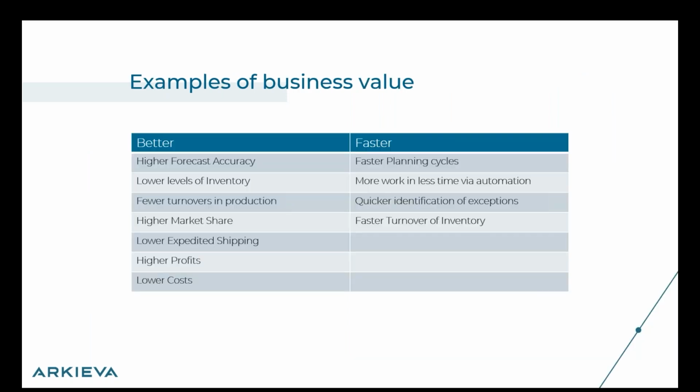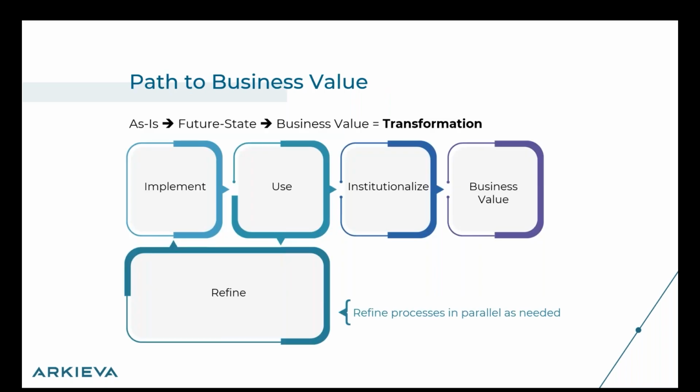So if I may give you a few examples, on the side of being better, it could be things like I want higher forecast accuracy, or I want higher market share, or I want lower costs. On the side of being faster, it could be things like I want faster planning cycles, or I want faster turnover of inventory, which in a way is also better, but you get the idea. So you have to clearly document the business value and use that as your North Star.